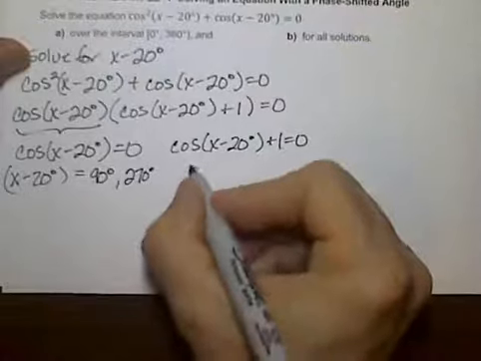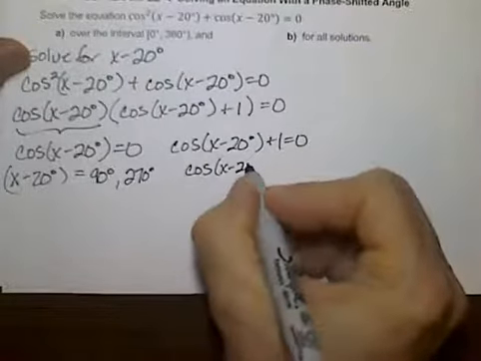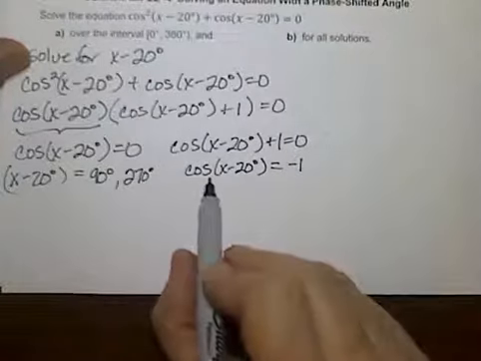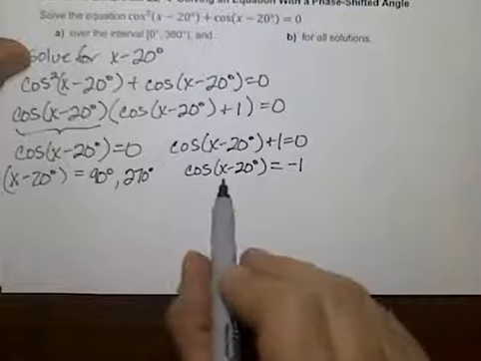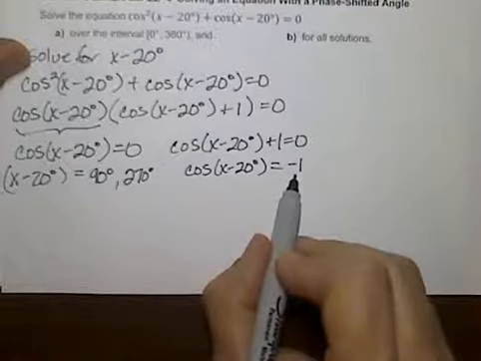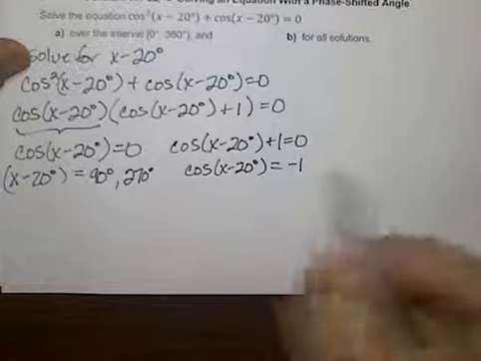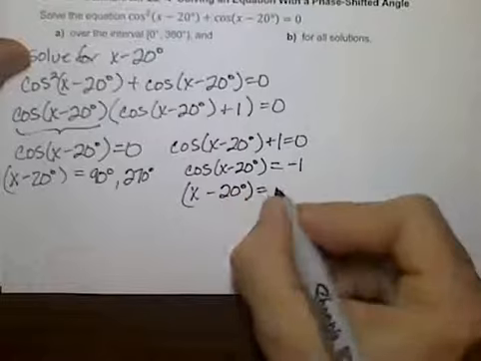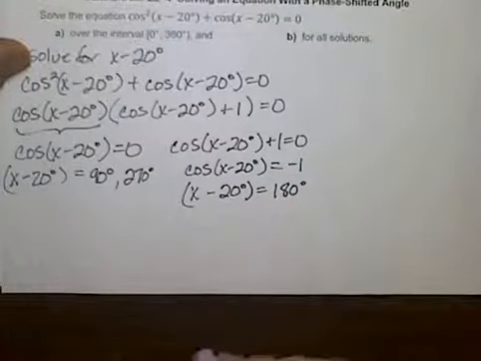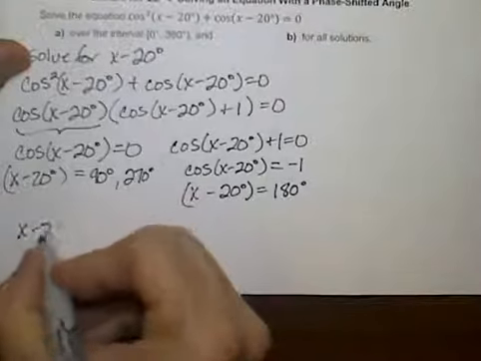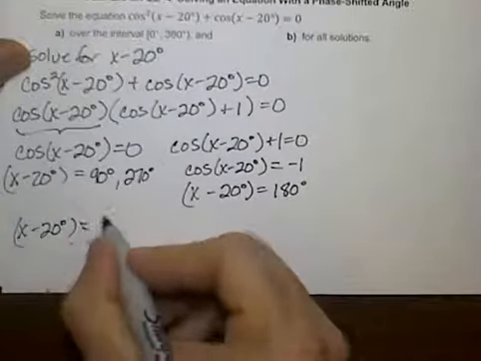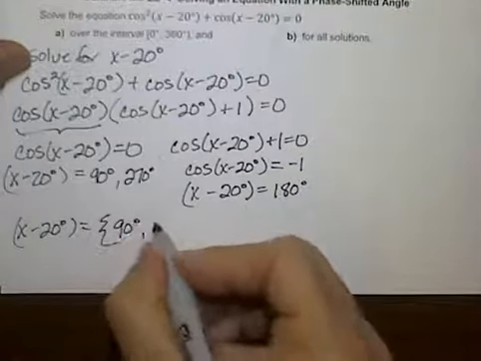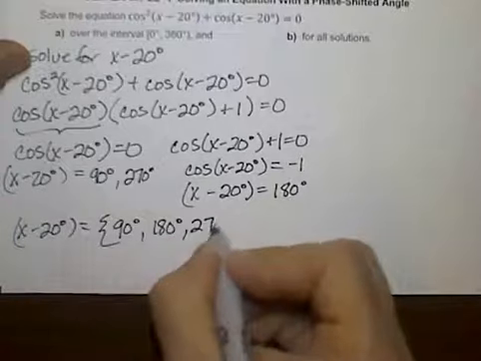And then for this one, we want to get our cosine function by itself on one side, so we're going to subtract 1 from each side. Now we're trying to find an angle between 0 and 360 degrees that has negative 1 for a cosine. That would be at 180 degrees. So from this one, we get x minus 20 degrees equals 180 degrees. So for our x minus 20 degrees, we've got three solutions between 0 and 360. We have 90 degrees, 180 degrees, and 270 degrees.